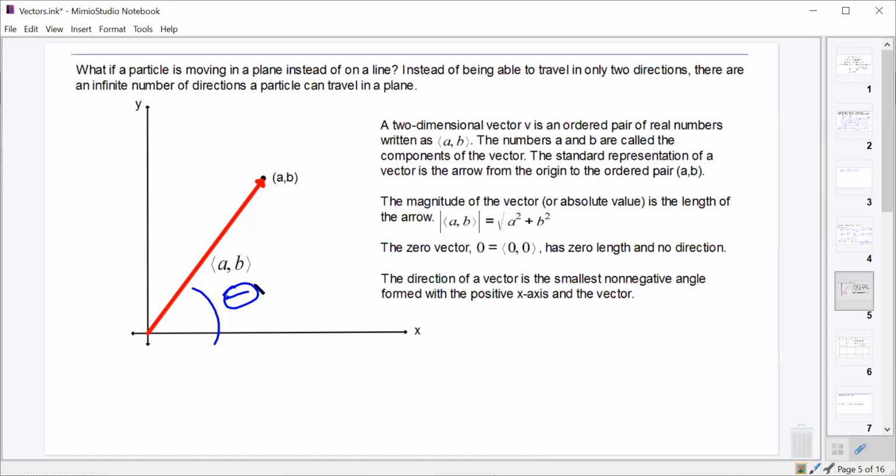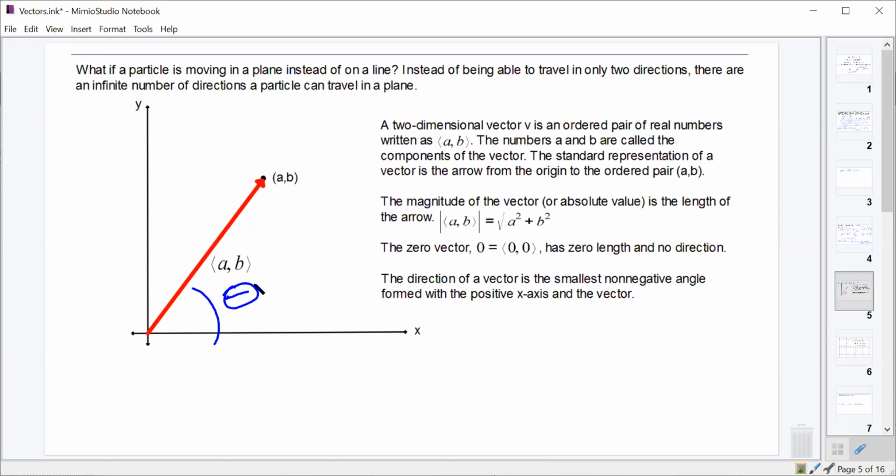Vectors don't have to start at the origin. Just the standard representation of them is from the origin, and generally we'll deal with them starting at the origin. But we might have some that don't start at the origin, and we have to combine them with ones from the origin to find the resultant vector. But we'll talk about that when we get there.